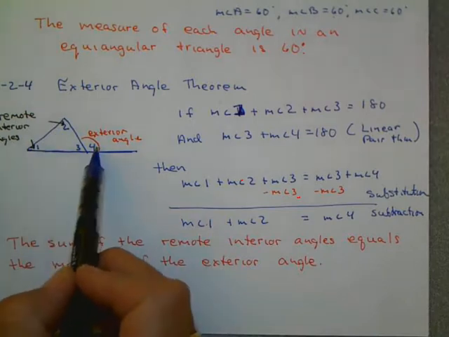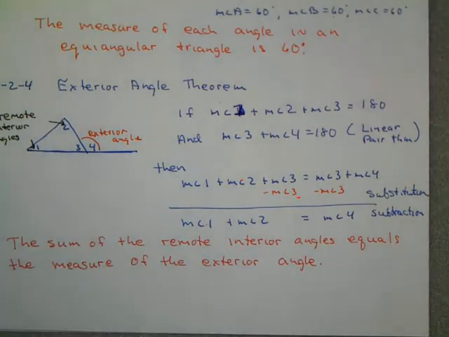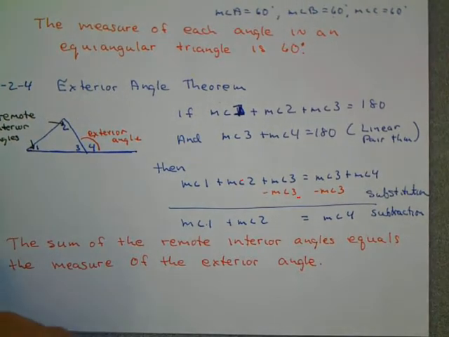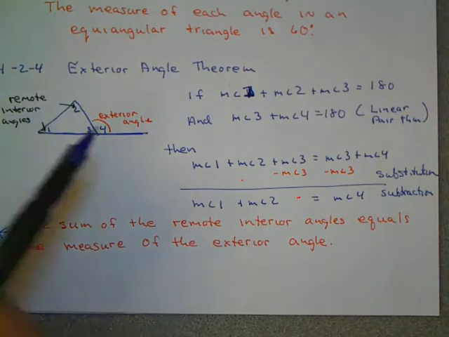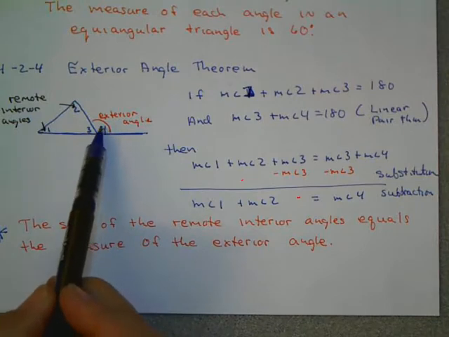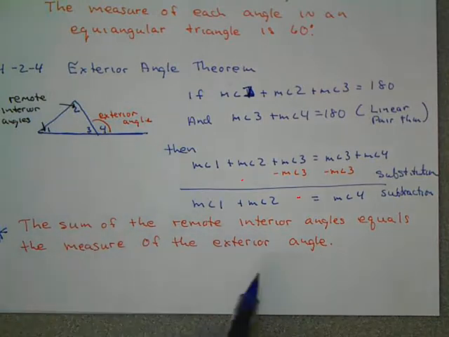So the exterior angle theorem states that the sum of the remote interior angles, these two angles right here, is equal to this exterior angle measure out here. And we are going to use that and use that and use that. So please, write it in your notebook, remember it. Let's use it right now.